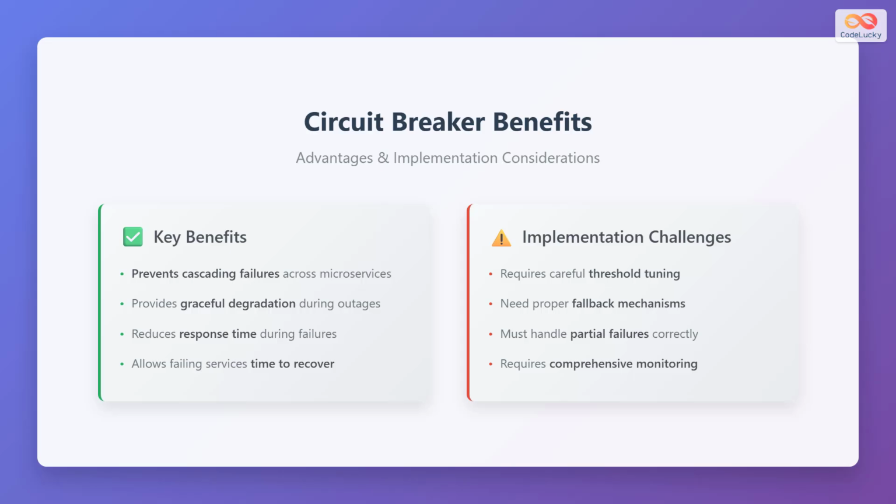Threshold tuning requires careful consideration of your service's normal failure rates and acceptable downtime. Proper fallback mechanisms must be implemented to provide meaningful responses when services are unavailable. The system must correctly handle partial failures where some operations succeed while others fail. Comprehensive monitoring and alerting are essential to track circuit breaker behavior and respond to issues promptly.